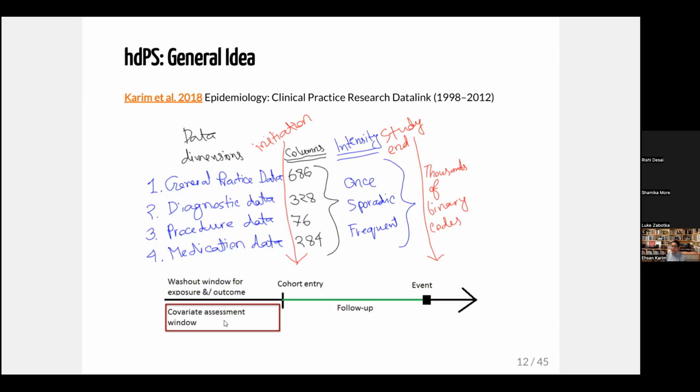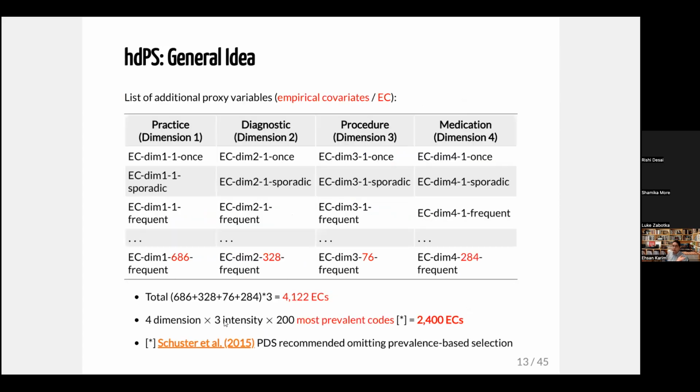And say, for example, from the general practice data, we had 686 columns. And then what we have done is that we have converted each of these columns to 3 binary variables. And we have converted those based on the intensity of the prevalence. Say, for example, whether they occurred once, or they were occurring sporadically, or they were occurring frequently. And based on that, we basically converted each of these columns into 3 binary variables, and that resulted in thousands of binary codes.